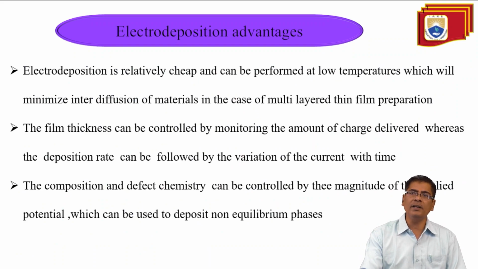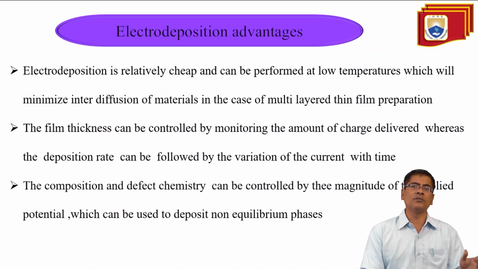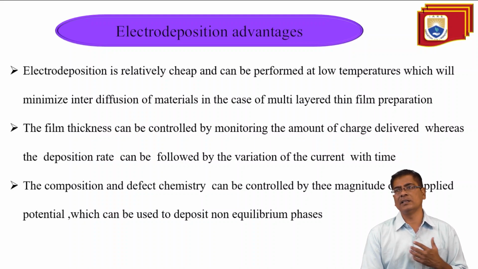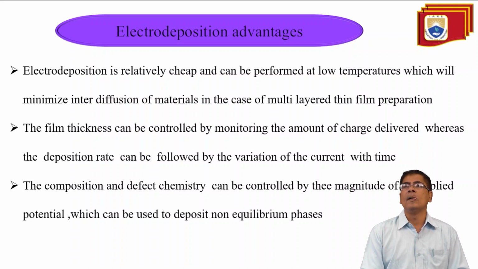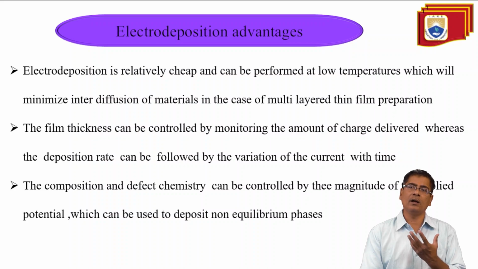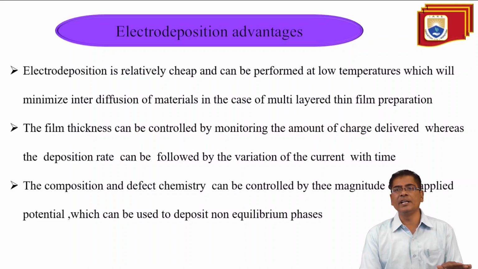Right. So what are the advantages of this electrodeposition? Electrodeposition is less expensive. That is what we have seen, that electrodeposition is relatively cheap and can be performed at low temperatures, which will minimize interdiffusion of materials in the case of multi-layer thin film preparation. It is a very inexpensive technique. It does not require high temperature or high vacuum, or a high substrate temperature, right? It can be performed at low temperature, which will minimize the interdiffusion of materials.